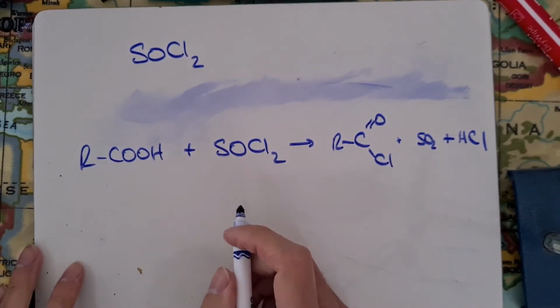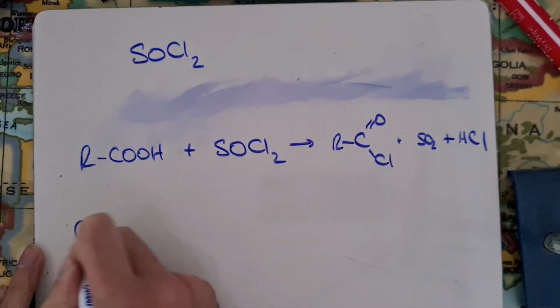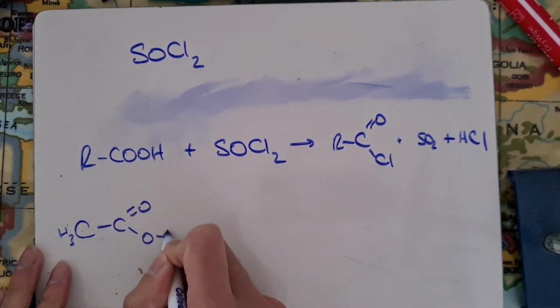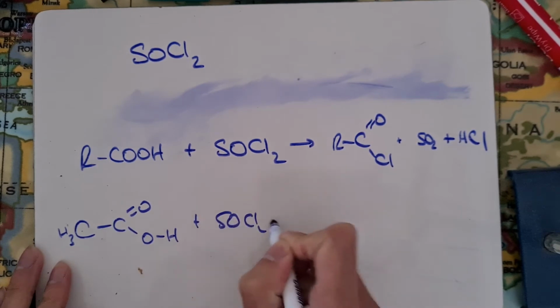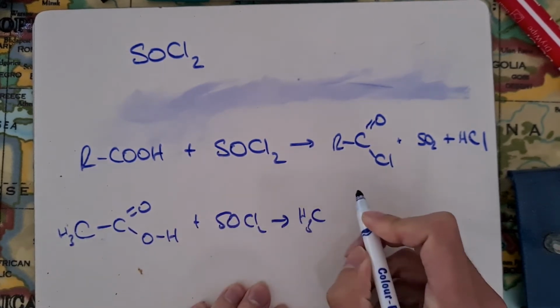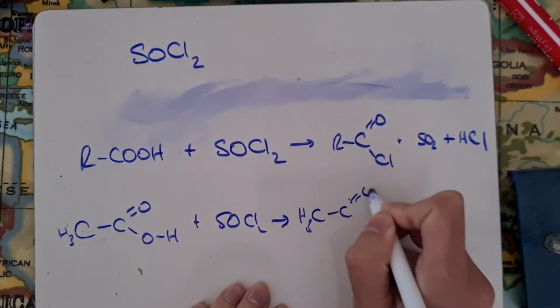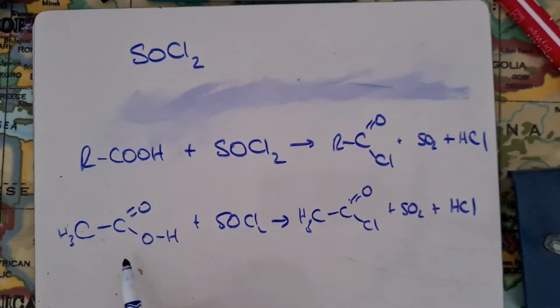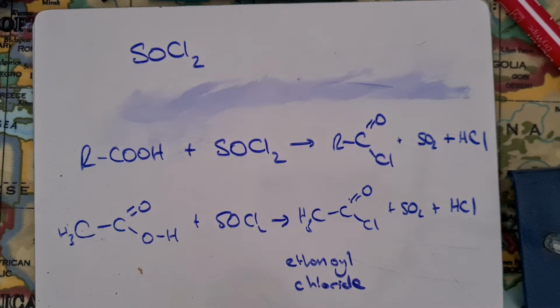So if we were to do an example of ethanoic acid plus SOCl2, we'd get ethanoyl chloride as our product. And that's the preparation. So we'll look at some reactions next.